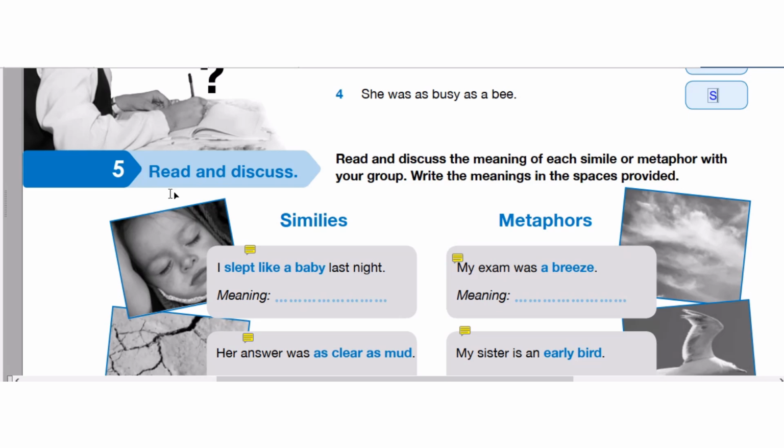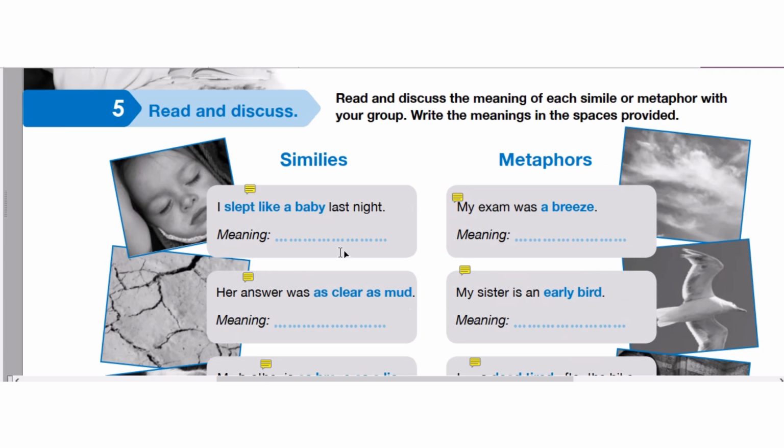We move to activity number 5. Read and discuss. This is a very important activity. Read and discuss the meanings of each simile or metaphor with your group. Write the meanings in the spaces provided. Okay. When I say I slept like a baby last night, what do we mean? It means I slept very well last night.